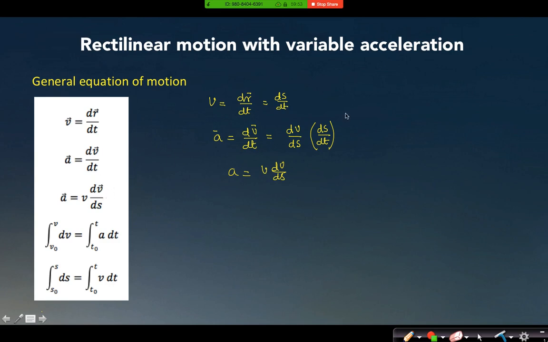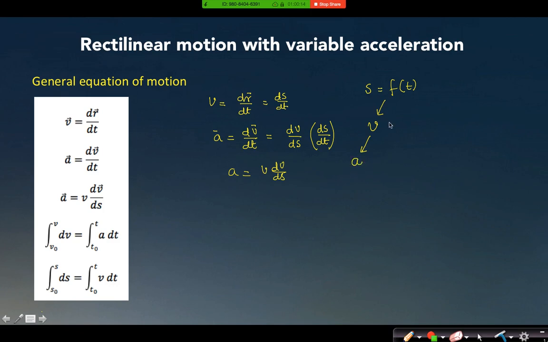So if in your question position time function is given, s is a function of time given, then what you can find from there, by differentiation of s with respect to time, ds by dt, you can find v, and by differentiating v with respect to time, you can find a.